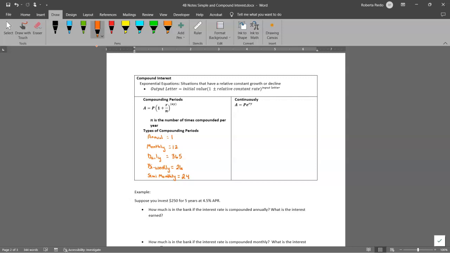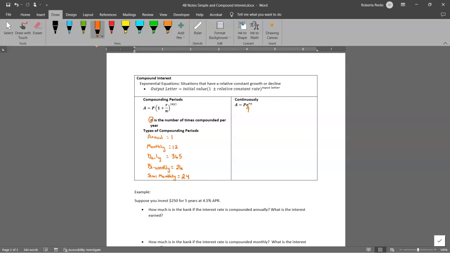So depending on the word, that tells you what type of compounding period it is, and that tells you how many times per year. So that's what this N represents, how many times per year the word represents. That's the number that goes in for the N. And then the Y just represents the number of years that we're compounding for, the number of years we're saving our money for. When it's continuously, this 1 plus R over N kind of goes away, and we just have this E.